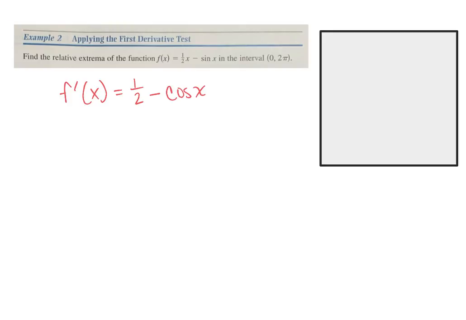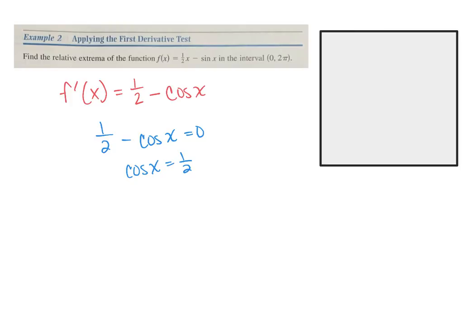And then to find my critical numbers, remember you set that equal to 0. Subtract and divide. We are looking for where the cosine of x equals 1/2. It happens two places, right? It's going to be where I have a positive 1/2. And where does that happen? That's at my 60-degree angles, right?